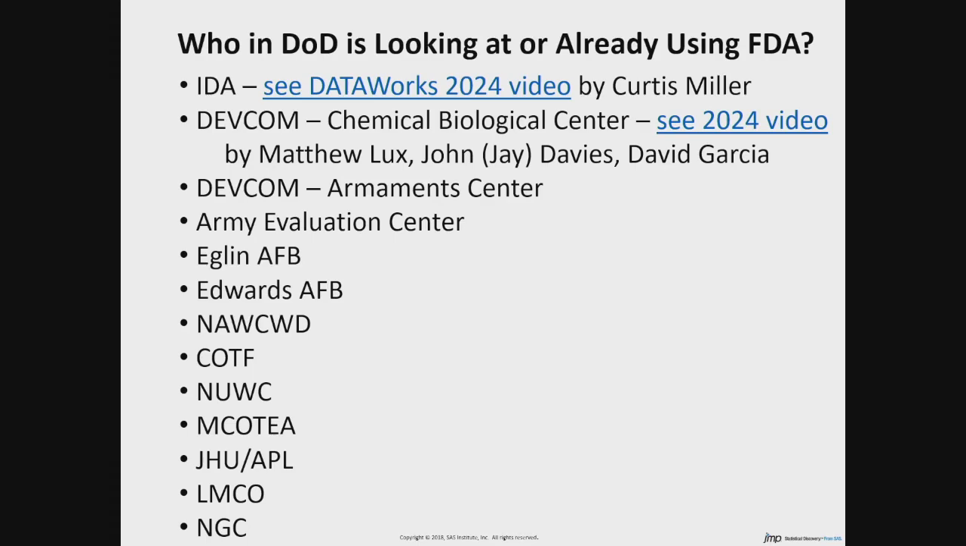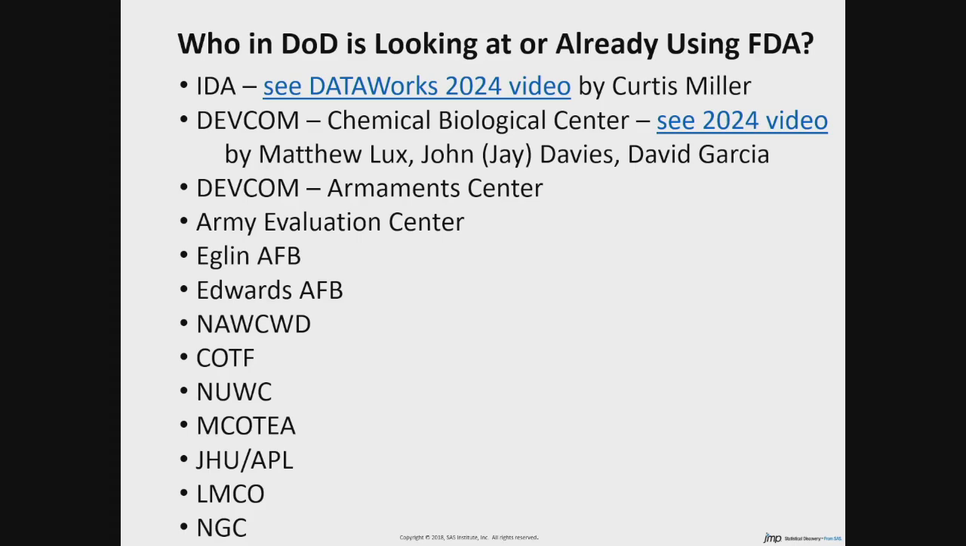So when I look around DoD and say who do I know is already using functional data, it's quite a few people. I moved to the top of the list the video from Curtis Miller here at the Institute for Defense Analyses, as well as the one from DEVCOM CBC. But you can see other places, DEVCOM Armament Center. I know there's some people online. Is everybody in the room from? I know that a lot of people weren't able to travel this year, but they've done a fair amount of work with this. They look at things like gun barrel degradation curves. The Army Evaluation Center, I know they're not here, but they've looked at trajectories, say, of UAVs.